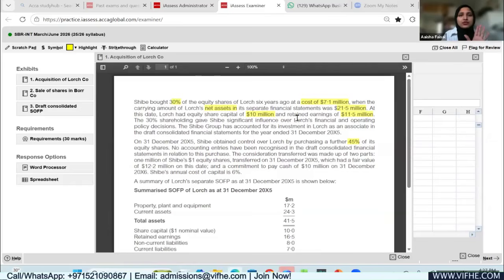The net worth they are saying is 21.5. Now in the future, if they give me the net worth again, the difference in the two net worth will be because of profit. I will take a percentage of that profit to find the associate share.